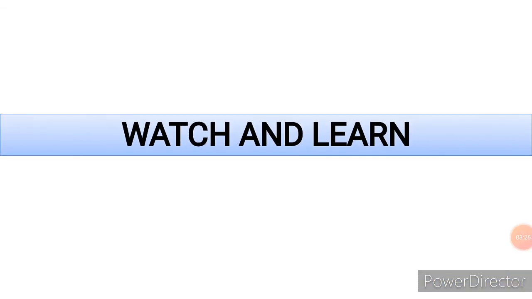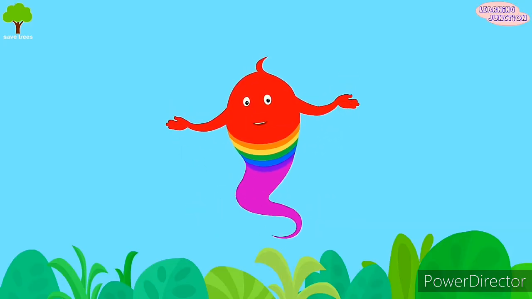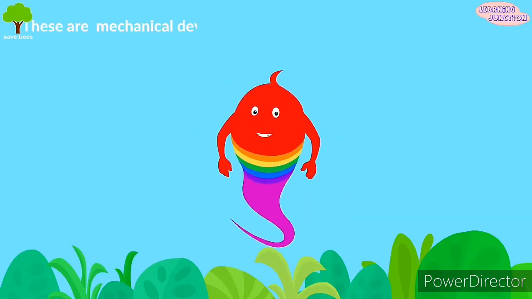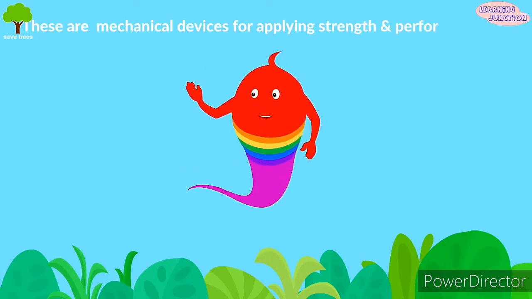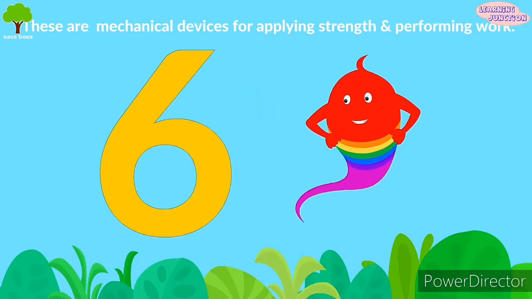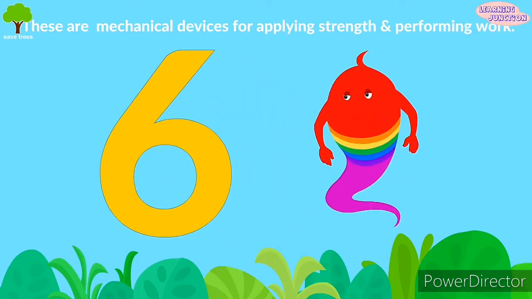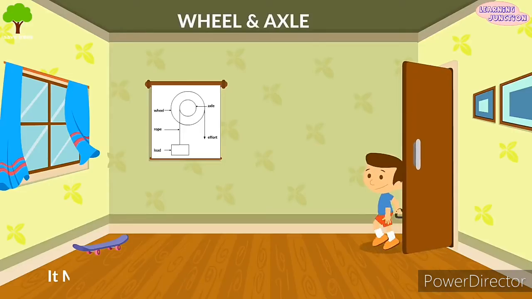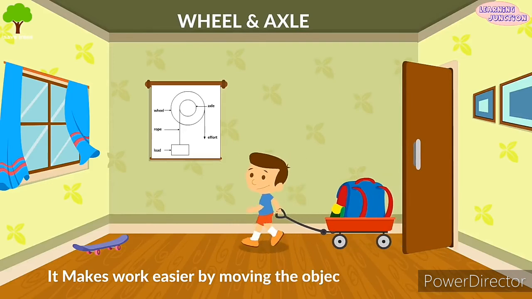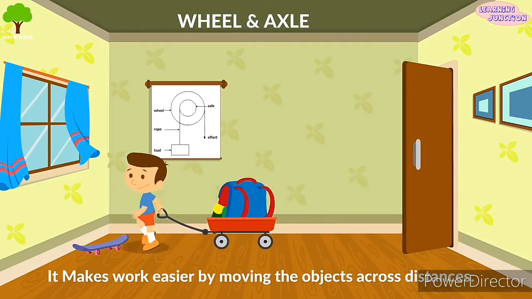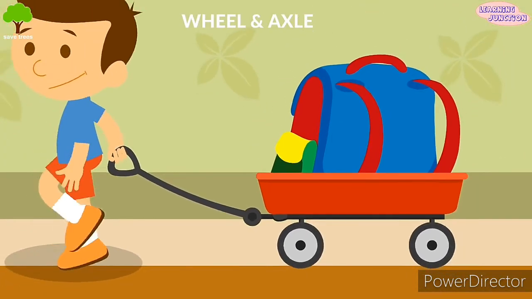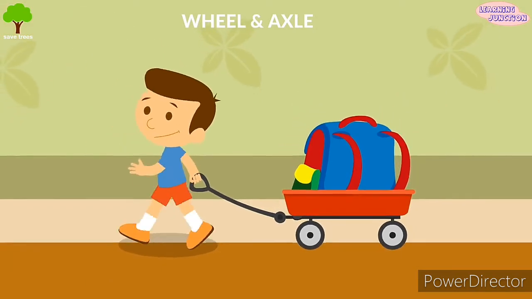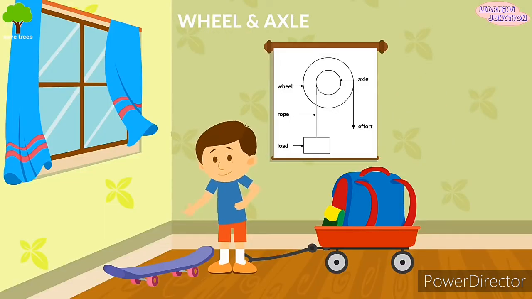I want you to watch this video and learn more about simple machines. Simple machines are very basic mechanical devices for applying strength and performing work. Let's see 6 different kinds of simple machines. Wheel and axle. It makes work easier by moving the objects across distances. The wheel turns with the axle causing movement. An example is your skateboard.